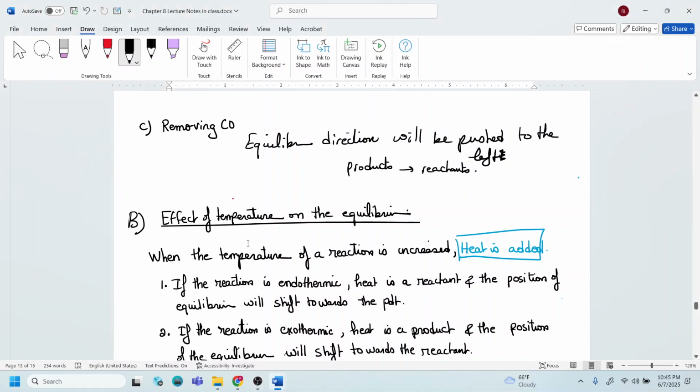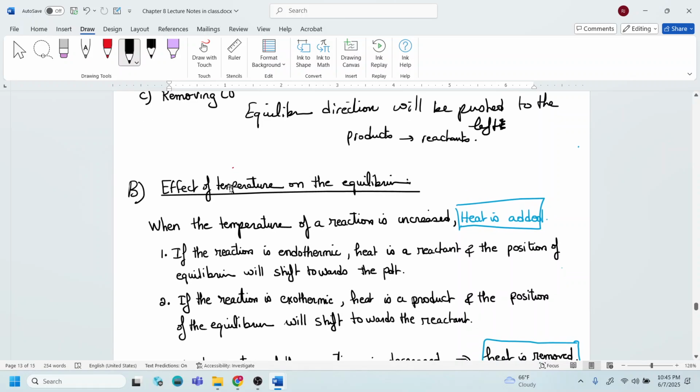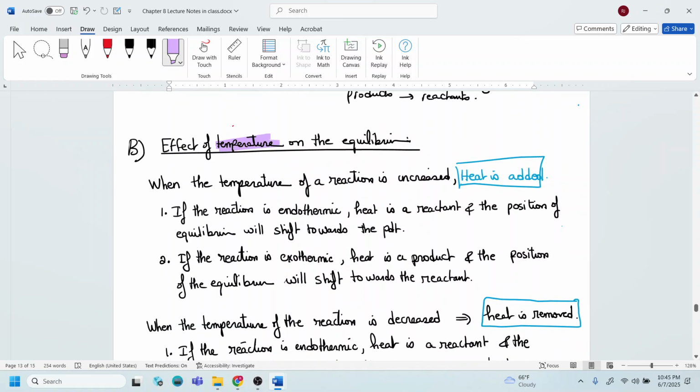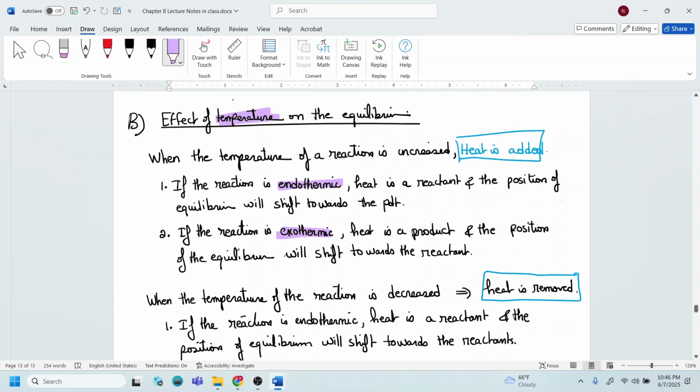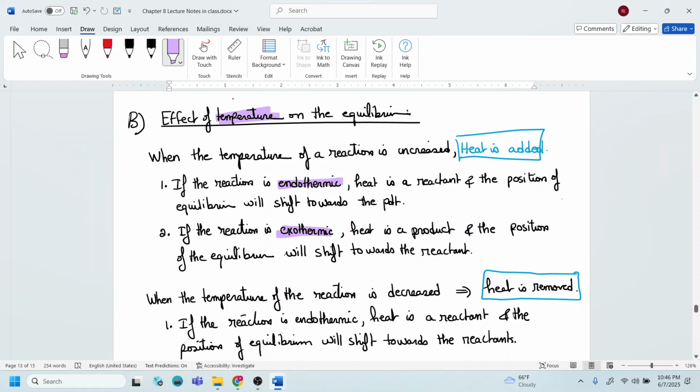The second factor that affects the direction of equilibrium is the temperature. So it's very important to know what type of reaction you are working with, okay? What type of reaction I mean, is it endothermic or exothermic? Because you know that endothermic reaction means that the heat is in the reactants, and the exothermic reaction means that the heat is in the product, okay?